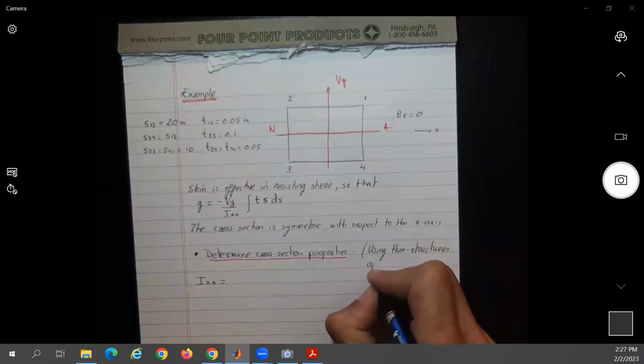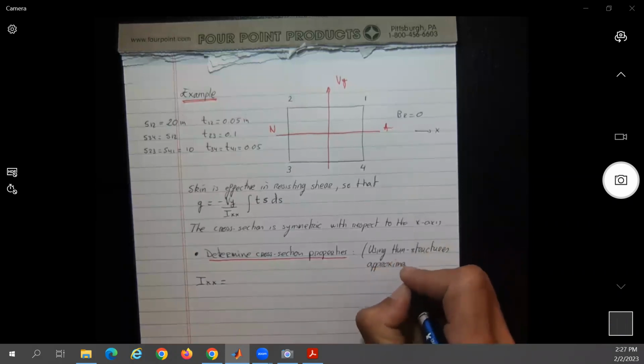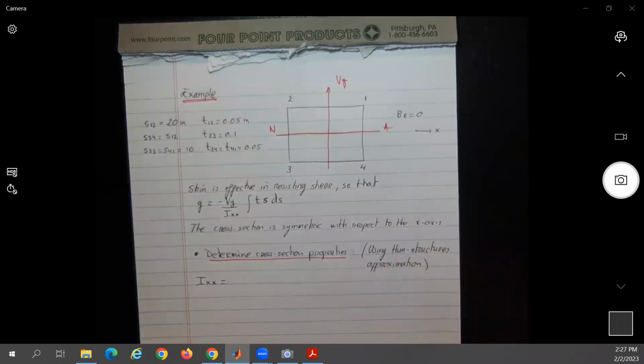thin structures approximation. And the only reason I'm going to use that one is because it simplifies the numbers a bit, actually a lot. But if you do the other one, it's fine. So the simplified expression will be equal to what? So we do 1/12.